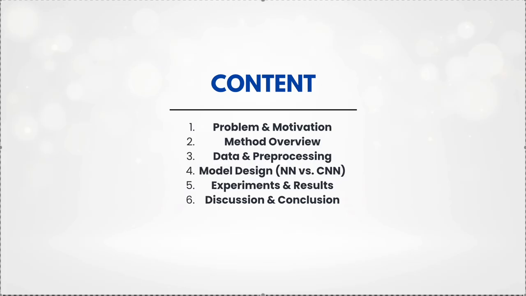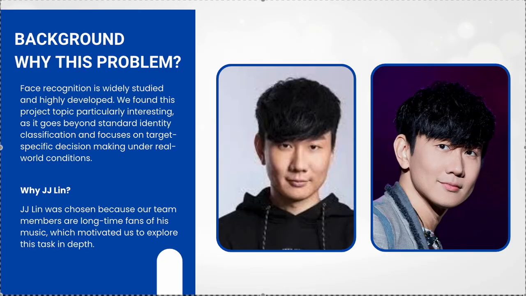This is our content, and we start by introducing the problem and explaining why we chose the topic. Okay, that's our background. As shown on this slide, face recognition is a very well-developed field, but our goal is slightly different. Instead of identifying many different identities, we focus on a target-specific setting and deciding whether an image is JJ Lin or not. We chose JJ Lin because both team members are longtime fans, but also because he's a public figure with many available images, including concerts, music videos, and social media posts. This makes him a good candidate for studying recognition under real-world variations such as lighting, resolution, and facial pose.